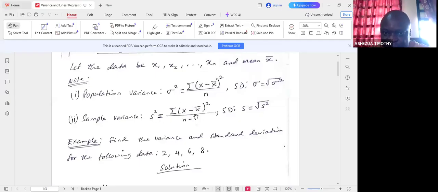And if you want to get standard deviation, all you need to do is take the square root on both sides. If you take the square root on both sides, you have s equals the square root of all that. And when you say s is equal to the square root of all that, you're talking about standard deviation.